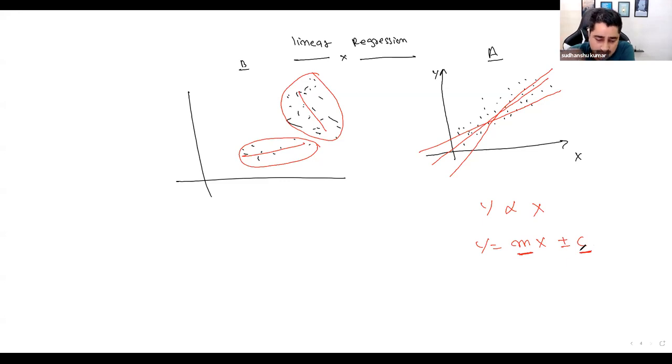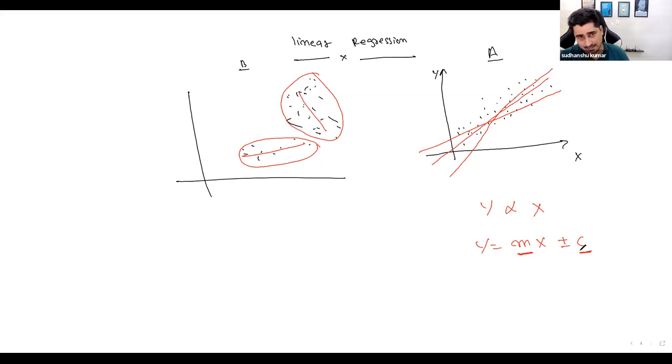So there are so many phenomena, so many events you will be able to see in real life itself, where many things show you this linear kind of relation. If one is increasing, the other is also increasing. If one is increasing, the other is decreasing. This kind of relation you will all be able to find.